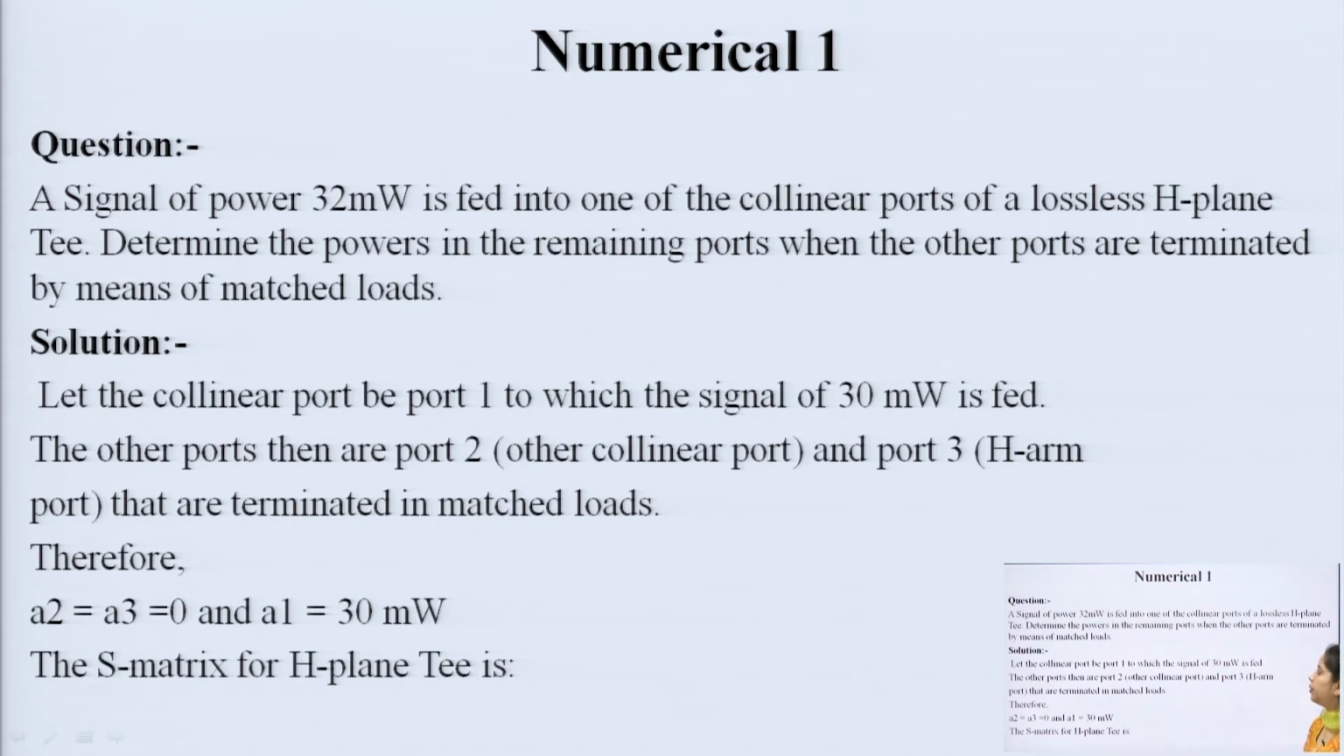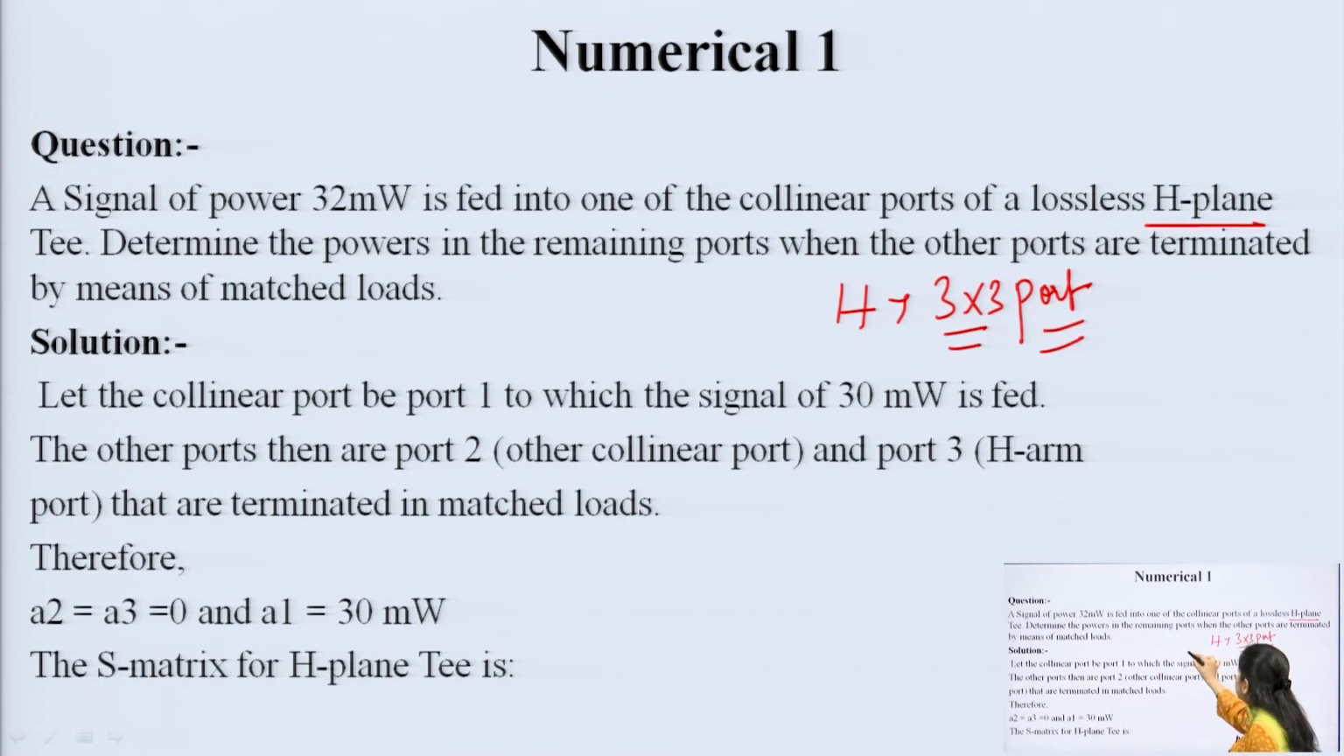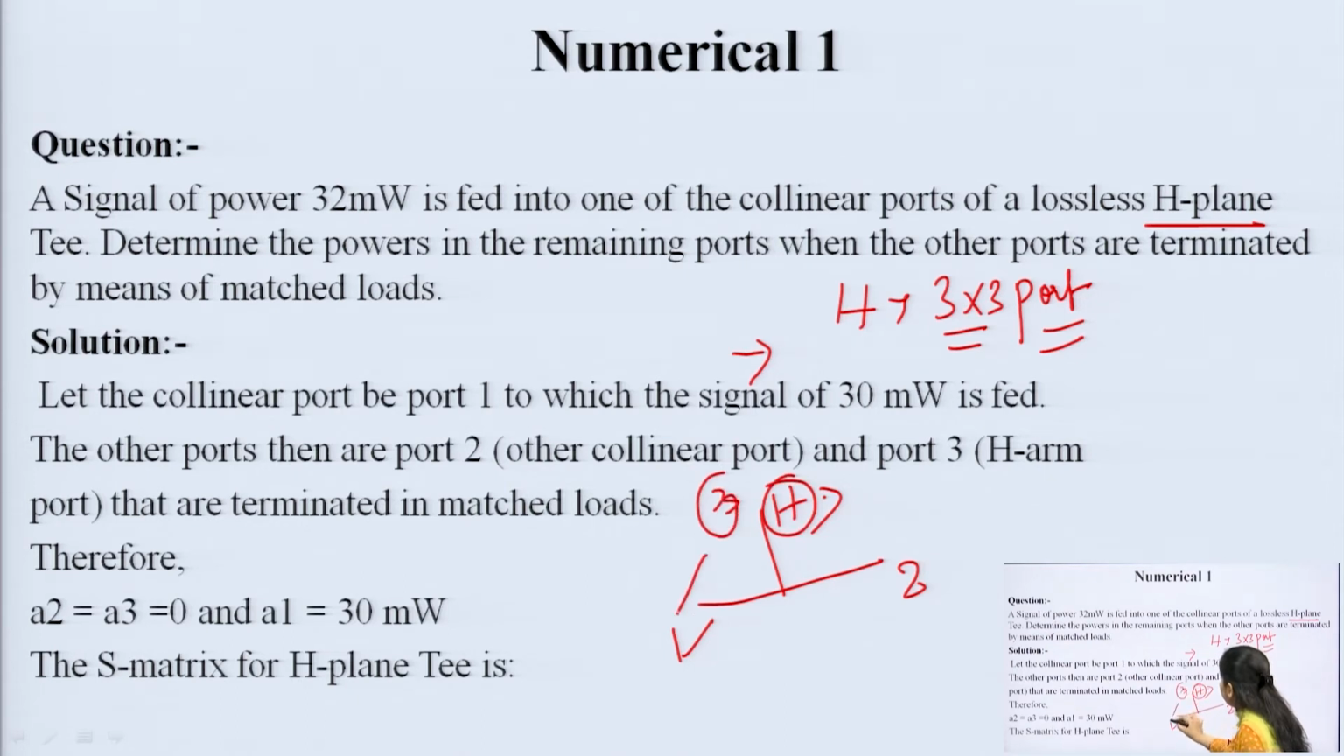A signal of power 32 milliwatt is fed into one of the collinear ports in a lossless H plane T. Determine the power in the remaining ports when the other ports are terminated by means of matched loads. So, this is the H plane T. Whenever we talk about the H plane T, what comes to mind is that it is a 3 port device. When power is given to the third arm, the H arm, it will transmit it to ports 1 and 2 equally and in the same phase. Keeping this in mind, we can proceed.